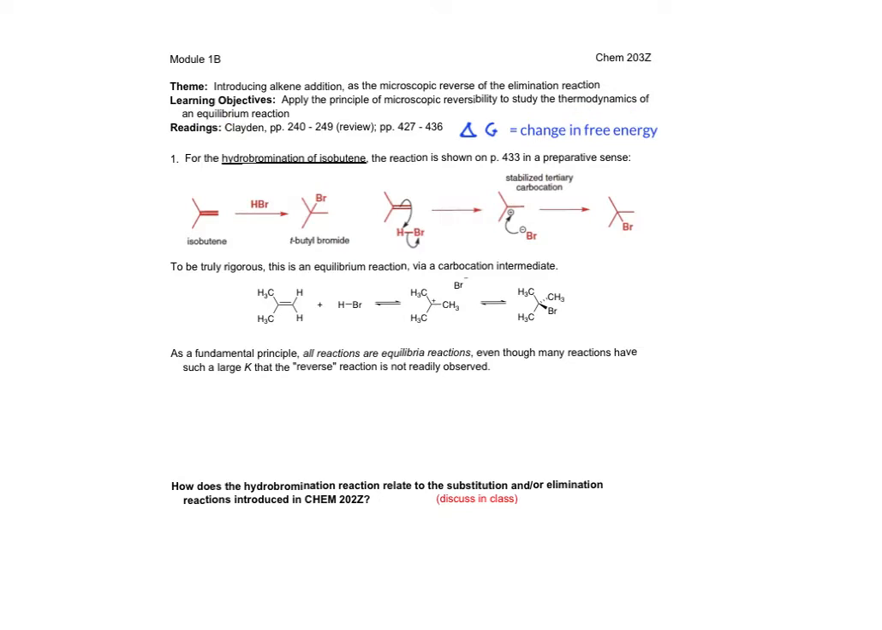The hydrobromination of isobutene is shown here from the textbook, and to the right, the mechanism is shown from the textbook. I prefer to show mechanisms by showing the equilibrium between each reactant, intermediate or intermediates, and product or products.